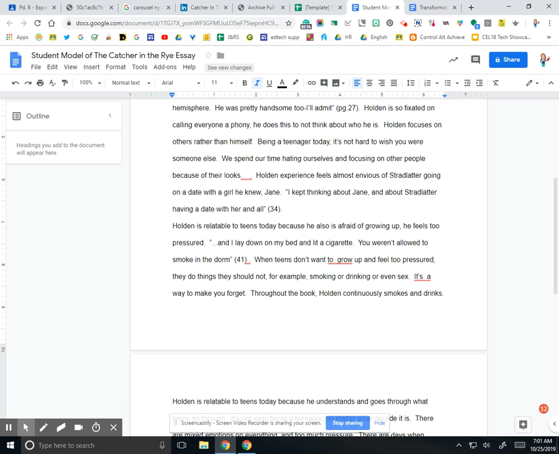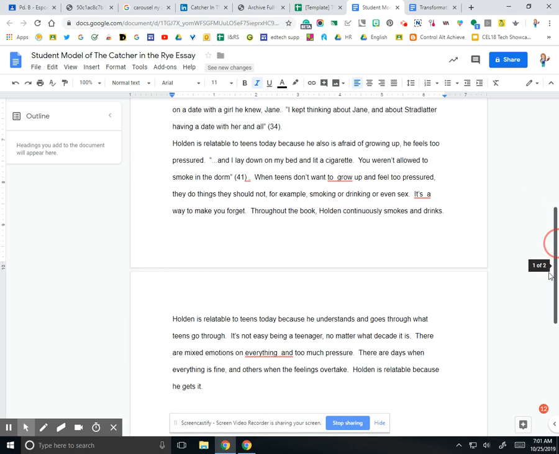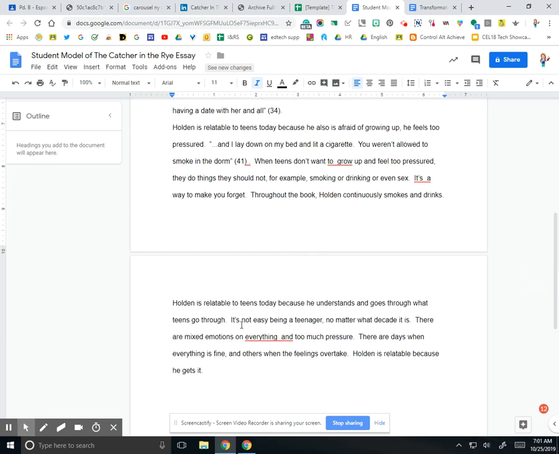Then I explain it. When teens don't want to grow up and feel too pressured, they do things they should not. For example, smoking or drinking. And here, since I'm relating to teens today, I should probably mention how Holden smokes and drinks. And I do mention that, but I could probably refer to a specific instance. And then I relate it to being teenagers today.